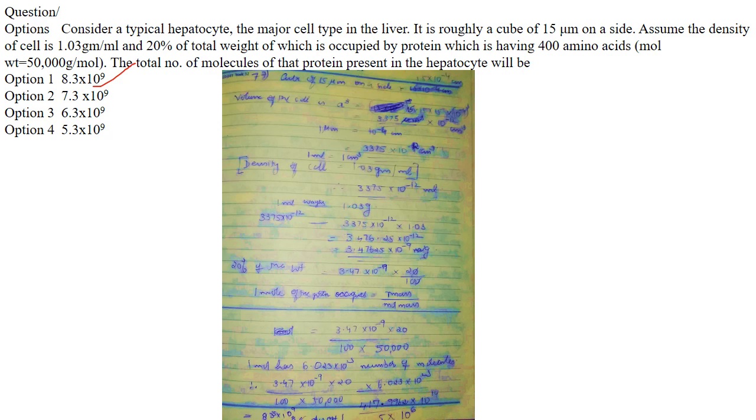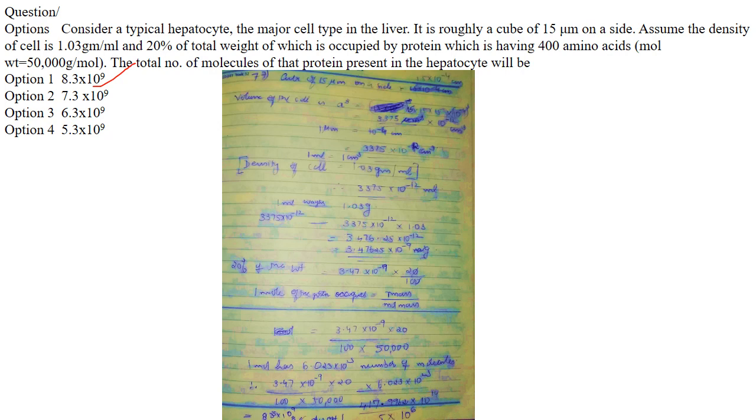So a cube of 15 micrometer on a side. So the volume of the cell will be a cube. So 15 into 15 into 15 into 10 raised to minus 4, a whole raised to 3. So that will give you 3,375 into 10 raised to minus 12 centimeter cube. Now 1 micrometer is 10 raised to minus 4 centimeter. 1 ml is 1 centimeter cube, that is 3,375 into 10 raised to minus 12 ml.